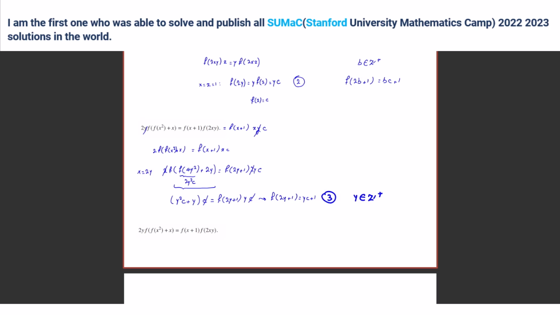But I can, if I plug in y equals 1/2 into the equation, I get f of 1 equals... f of y equals 2 over 1/2. You cannot replace y with 1/2. They should be positive integers.